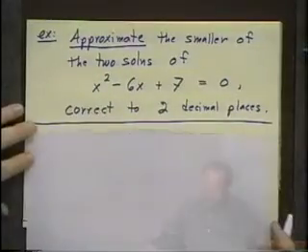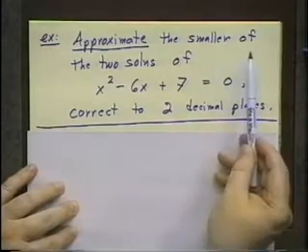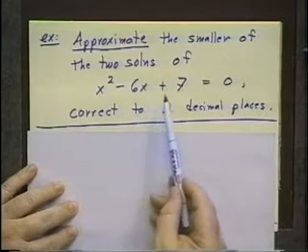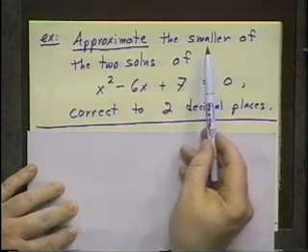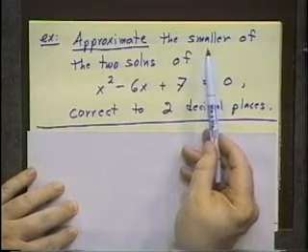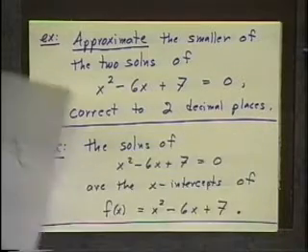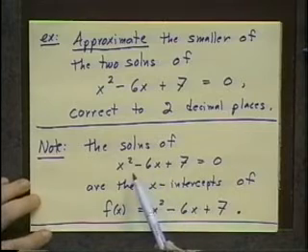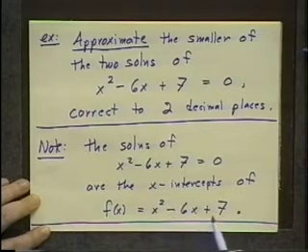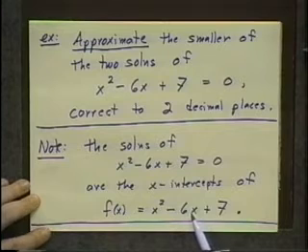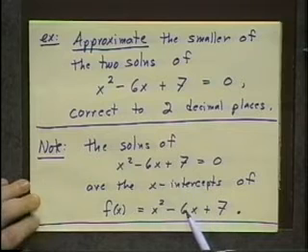And let me just cover this bottom part up for a moment. What I want to do is approximate the smaller of the two solutions of x squared minus 6x plus 7 equals 0. Now, there must be two solutions, and so we want to look at the smaller one, the one that will be furthest left in the picture, and I want to approximate that correct to two decimal places. Now, all I've done here at the bottom is write out that the solutions of this equation are the x-intercepts of f of x equals the function x squared minus 6x plus 7. So that's something we've already discussed. The solutions to the equation and the x-intercepts coincide.